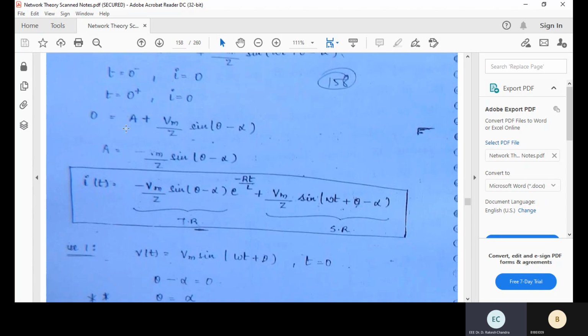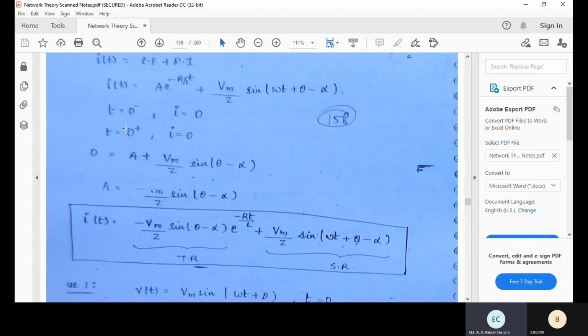From that we can obtain the constant of the differential equation. So i(t) is some constant A e^(−R/L t) plus Vm/Z sin(ωt + θ − α). How can we find the constant A? By using t = 0− and t = 0+, at that instant i = 0. If you substitute that, you get the value of A as −Vm/Z sin(θ − α). After substituting this, this is the total response.